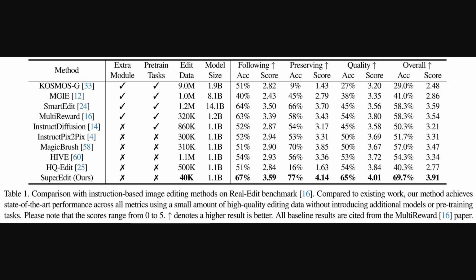Now, this next table really puts these improvements into perspective. It compares their method, SuperEdit, against many other techniques on the RealEdit benchmark, which is basically a standardized test for these kinds of tasks. And the results are quite striking. SuperEdit gets top marks across the board for how well it follows the editing command, how well it preserves parts of the original image it is not meant to change, and the overall visual quality. What is truly impressive is that SuperEdit achieves this using way less training data, just 40,000 examples and a smaller model, without needing extra complex parts.